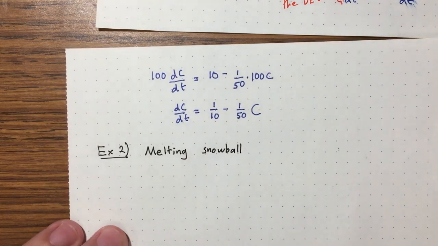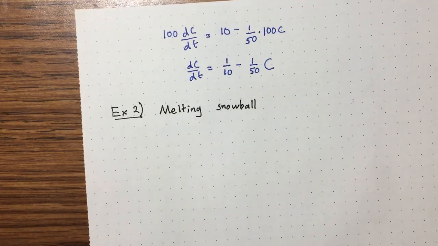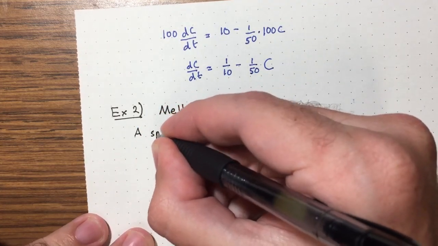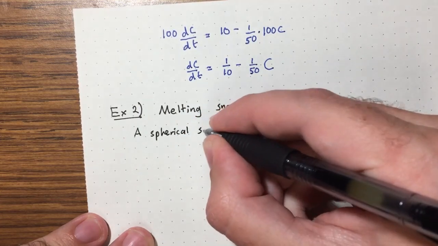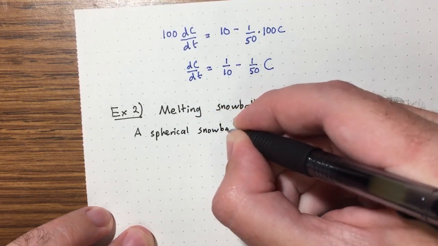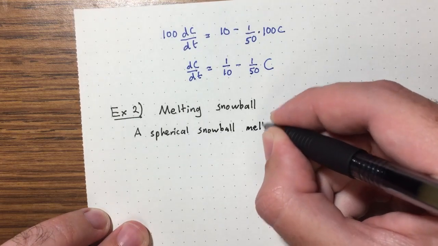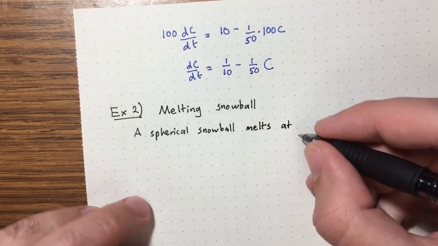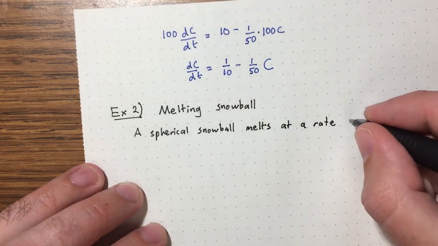You can really model a lot of things with differential equations. Okay, so we have a snowball. It's a spherical snowball. So it's going to melt in the sun at a rate proportional.